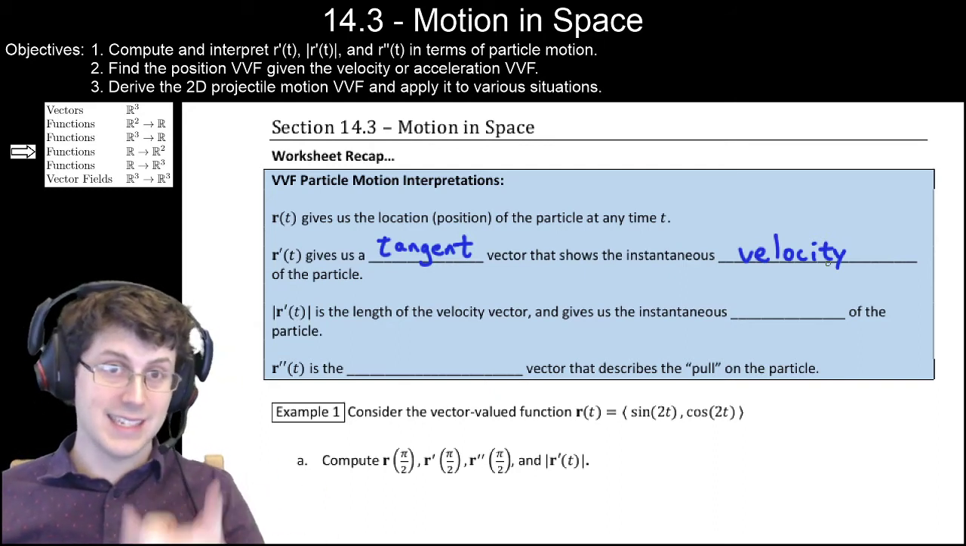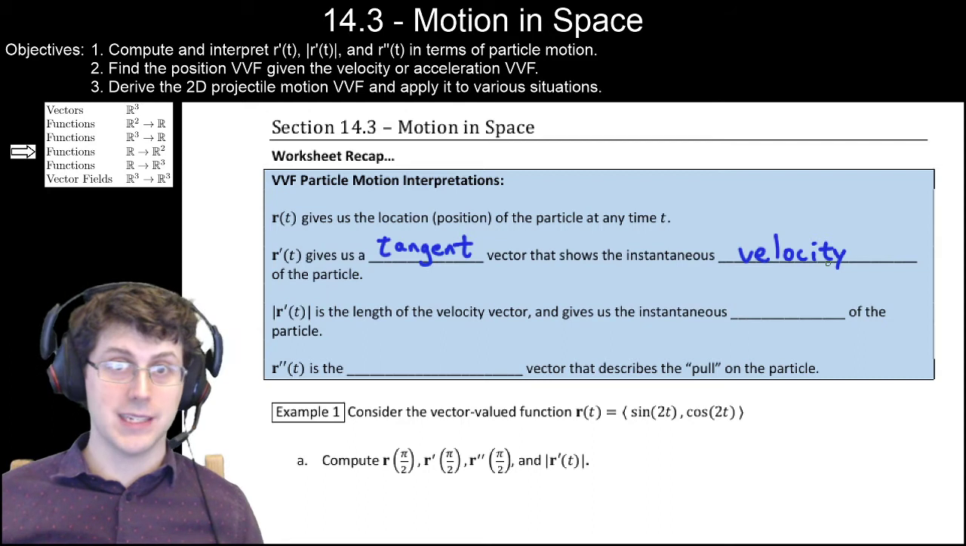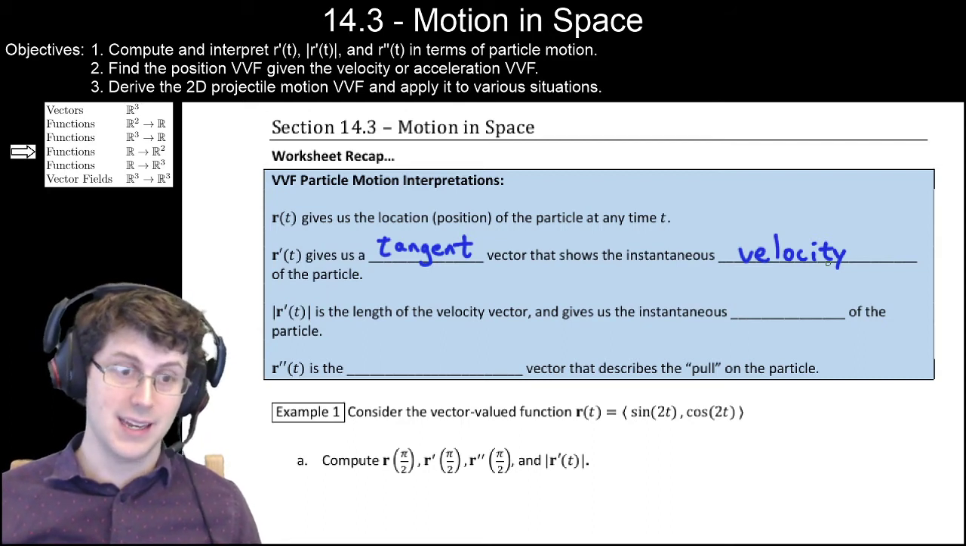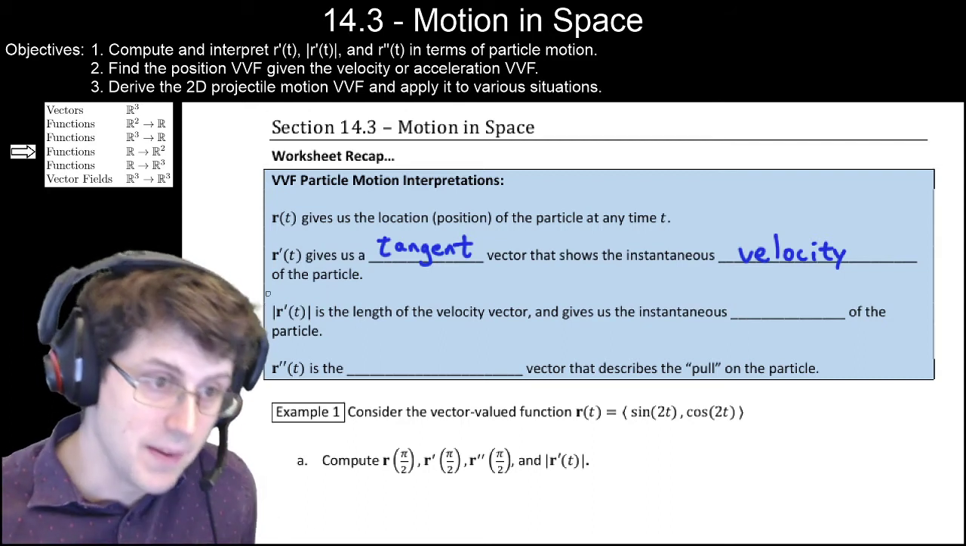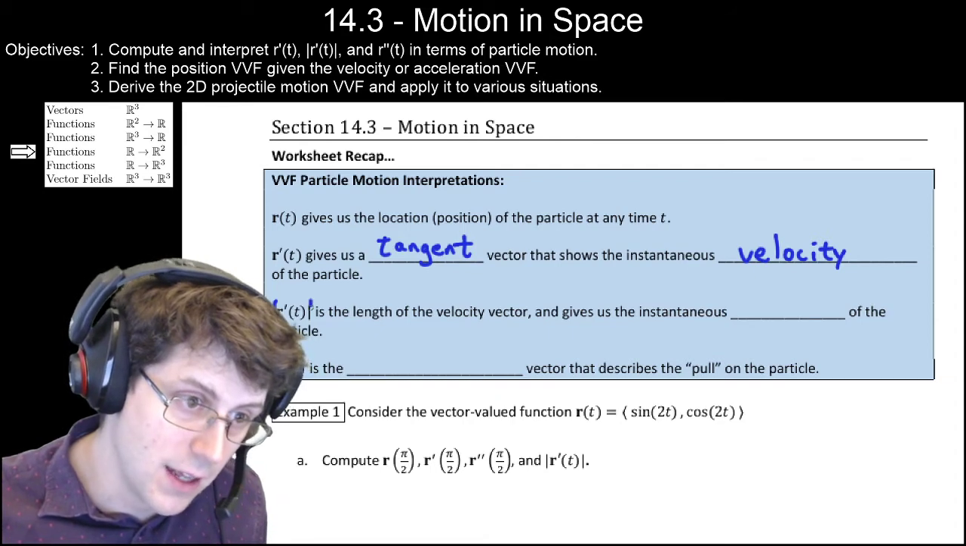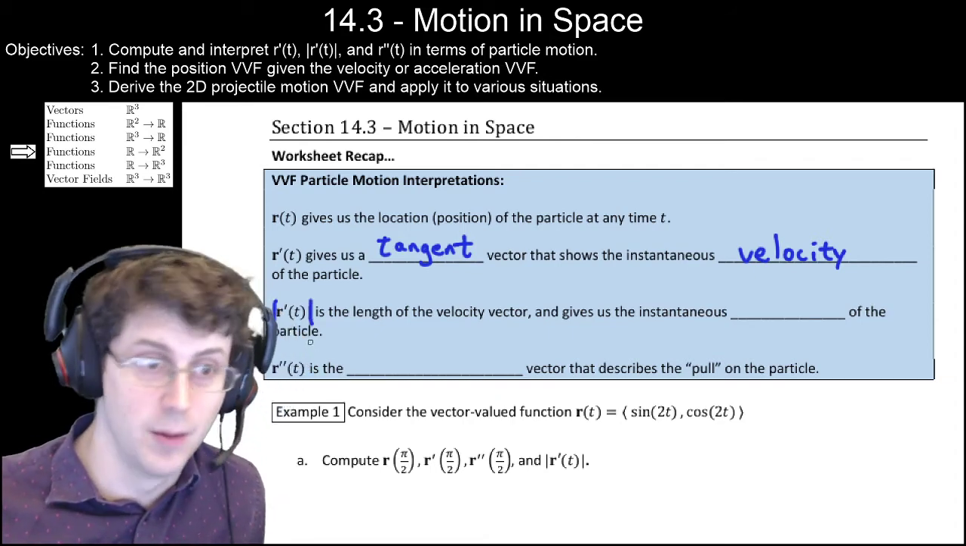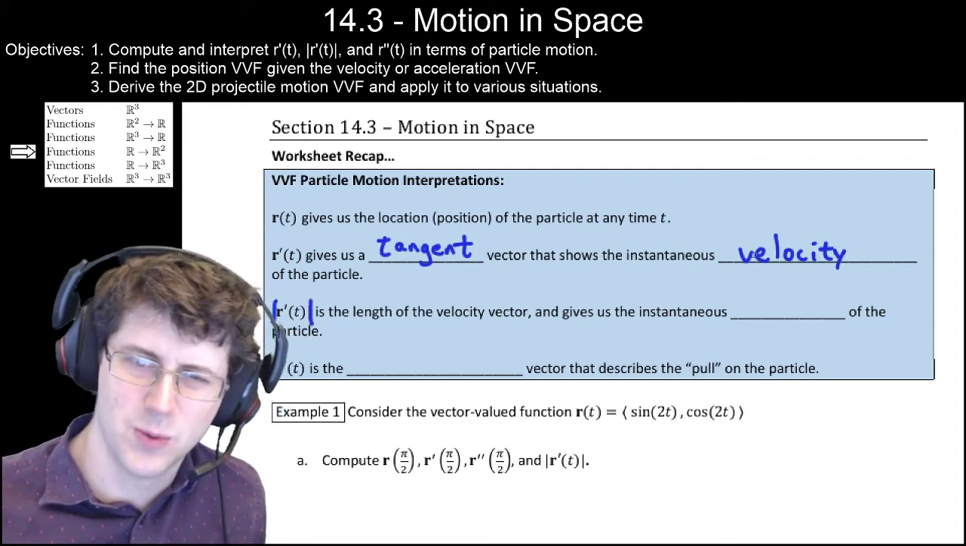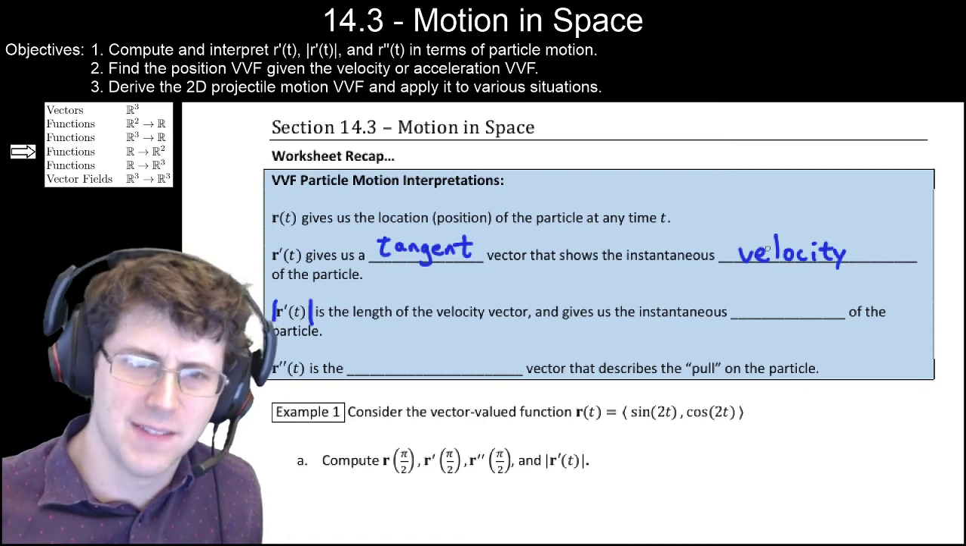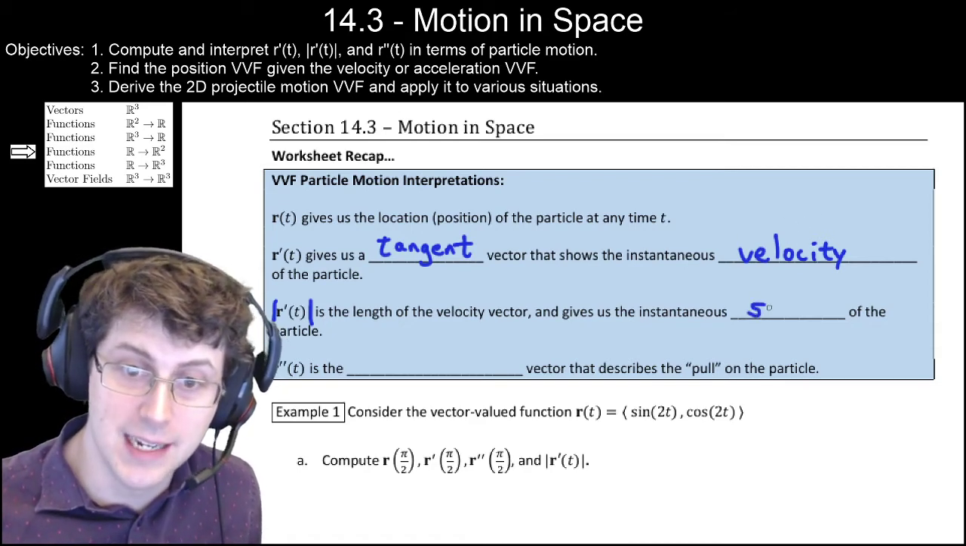If you just look at the size of the velocity vector, what that told us is how fast the particle was going. It gives you a number. Remember, the magnitude of a vector is a scalar. It's just a number. And so what's the numerical size of the velocity called? That's called the speed.